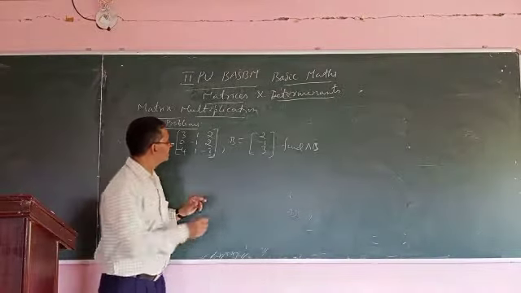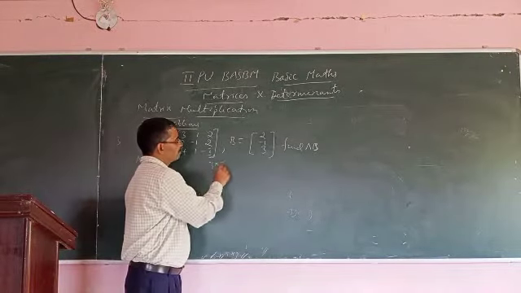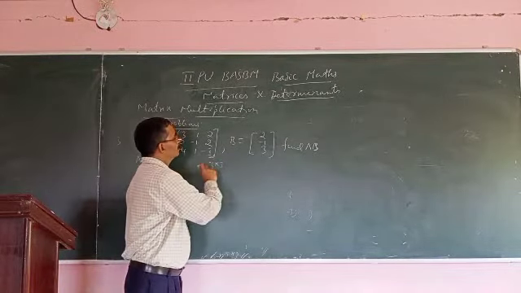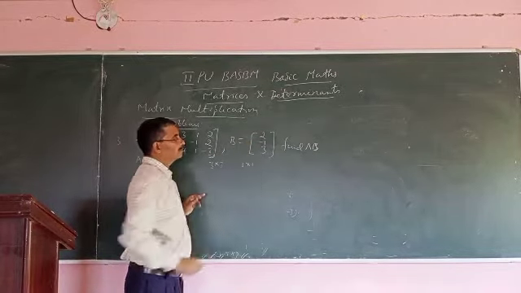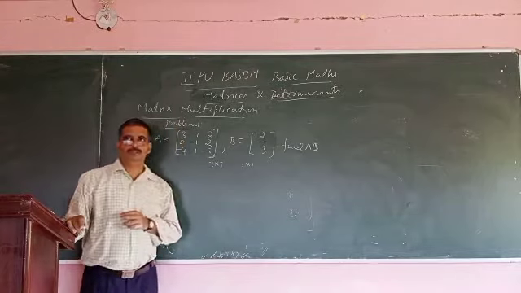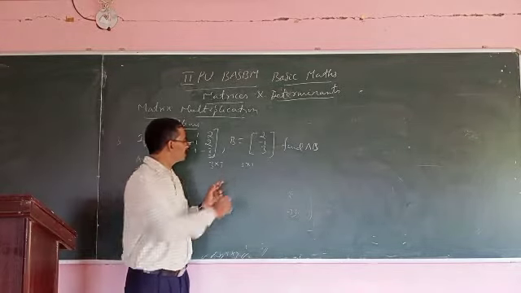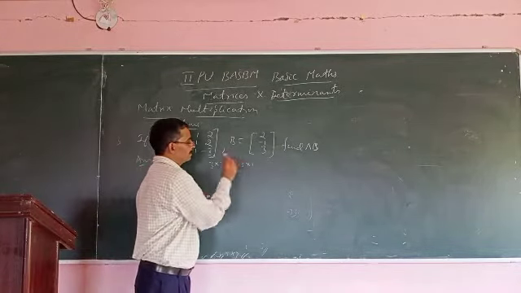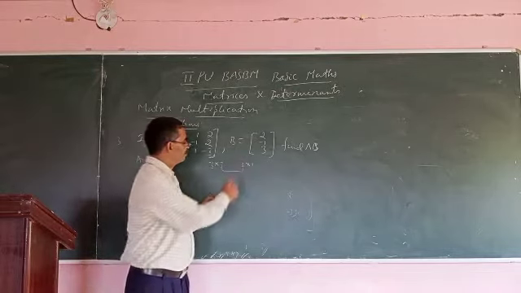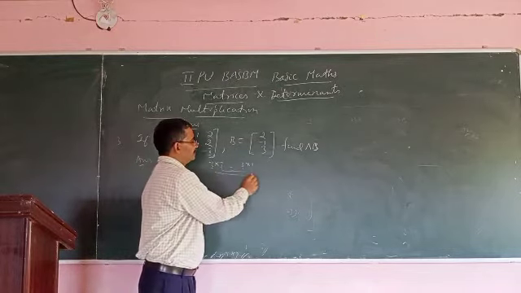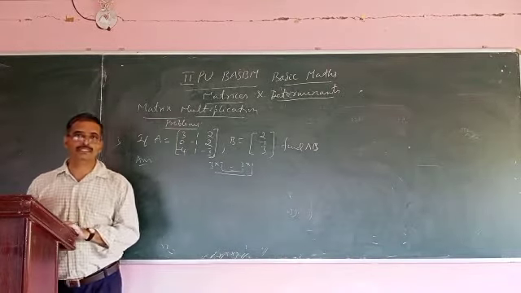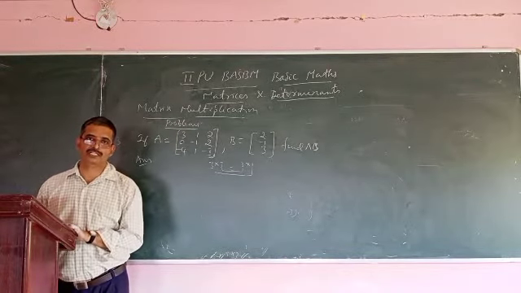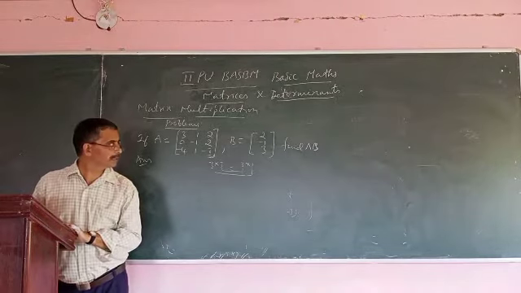So this is the order, 3 cross 3. What is this order? 3 rows, 3 columns. This is 3 rows, 1 column. Multiplication is possible because both are 3 here. Both are equal. What is the resultant? 3 cross 1. So we should get a matrix of 3 cross 1, that is 3 rows, 1 column.